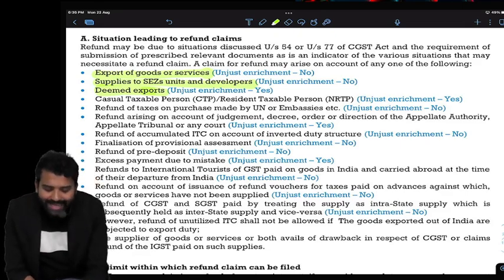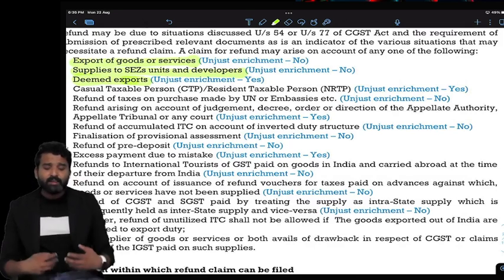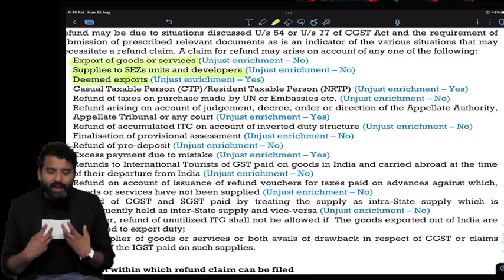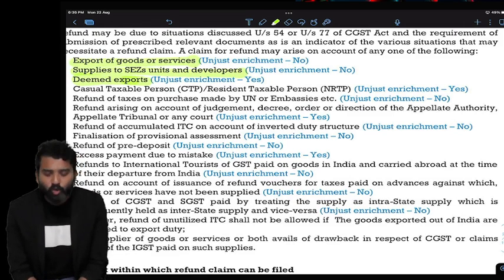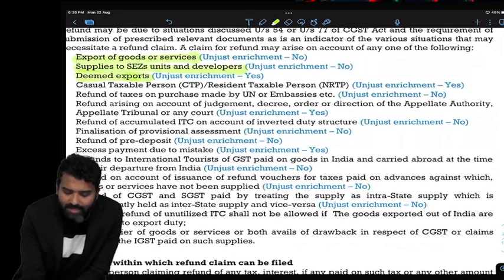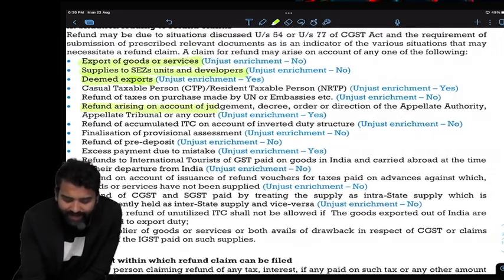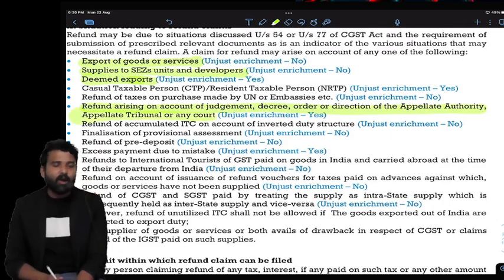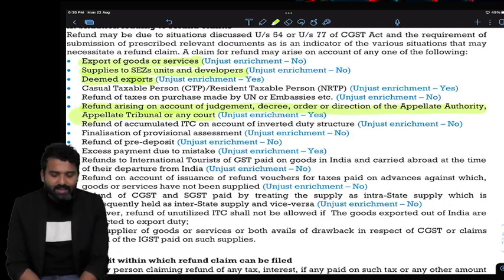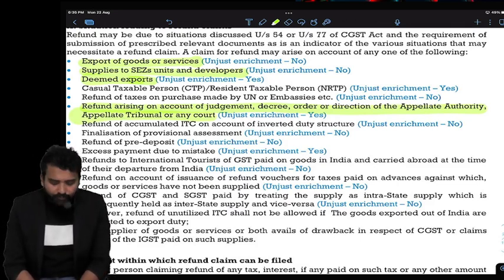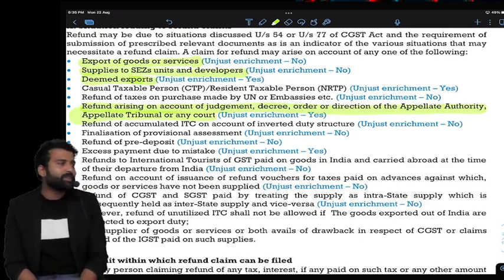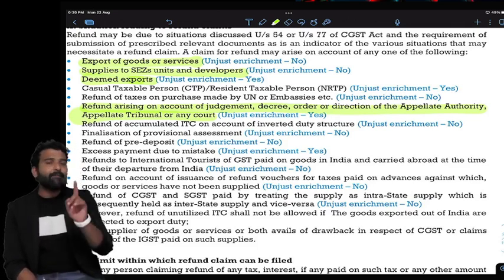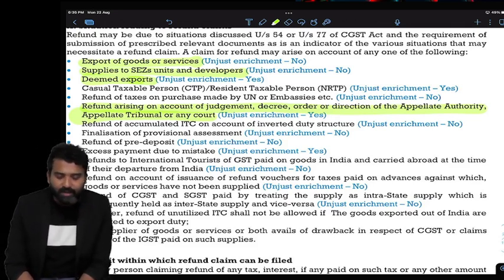Next is when I am getting a refund because of a court order. The court ordered something in my favor, and that's why for the taxes which were paid earlier, I can now claim the refund. On the court order, I will be awarded the refund, but again I have to prove the principle of unjust enrichment. I have to prove that I have not shifted the burden onto the customer.